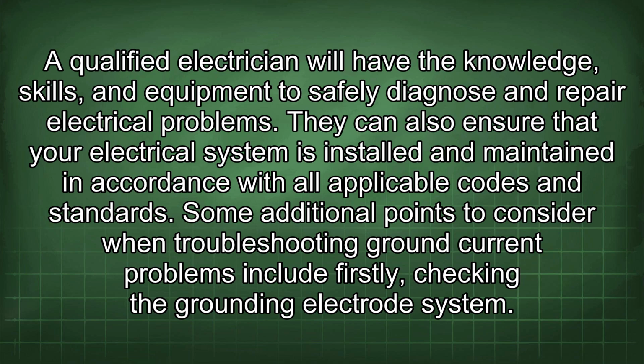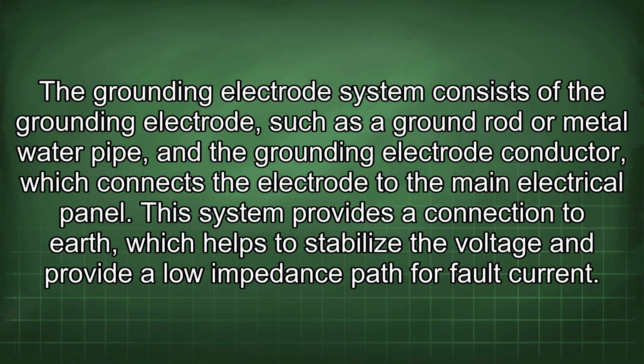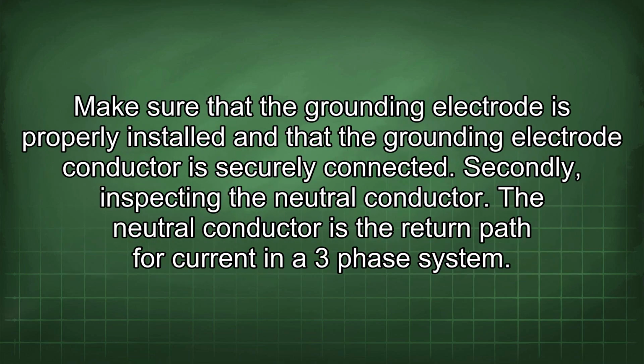Some additional points to consider when troubleshooting ground current problems include, firstly, checking the grounding electrode system. The grounding electrode system consists of the grounding electrode, such as a ground rod or metal water pipe, and the grounding electrode conductor, which connects the electrode to the main electrical panel. This system provides a connection to earth, which helps to stabilize the voltage and provide a low impedance path for fault current. Make sure that the grounding electrode is properly installed and that the grounding electrode conductor is securely connected.